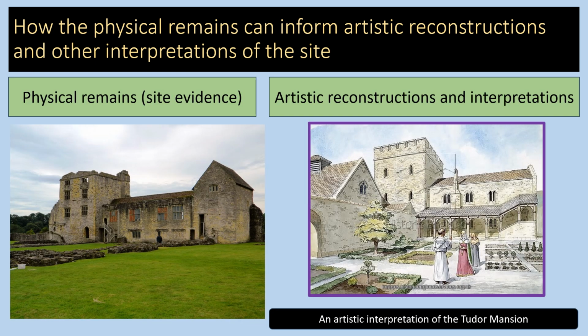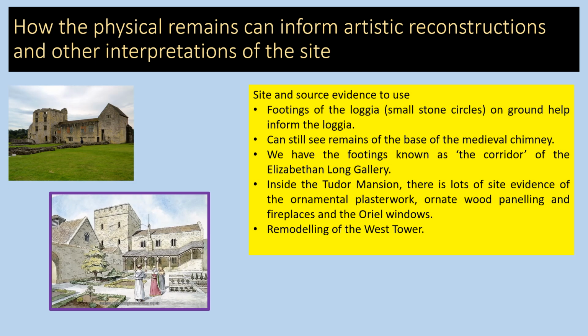Here we've got the physical remains of the Tudor mansion and an artistic interpretation of the Tudor mansion during Tudor times, 16th century. Site evidence to use here, the footings of the loggia, small stone circles on the ground will help inform the loggia. We can still see the remains of the base of the medieval chimney. We have the footings known as the corridor of the Elizabethan long gallery. Inside the Tudor mansion, there's lots of site evidence, such as ornamental plasterwork, ornate wood panelling, fireplaces, the oriel windows. We've got the remodelling of the windows in the West Tower and the floors in the West Tower as well.